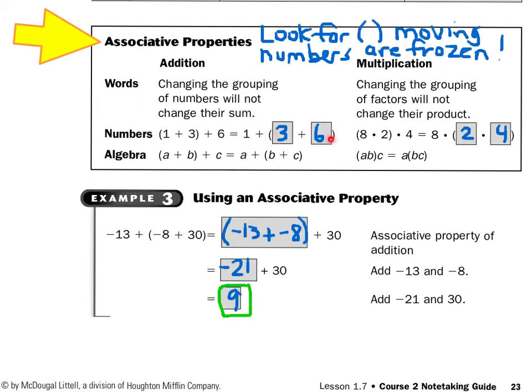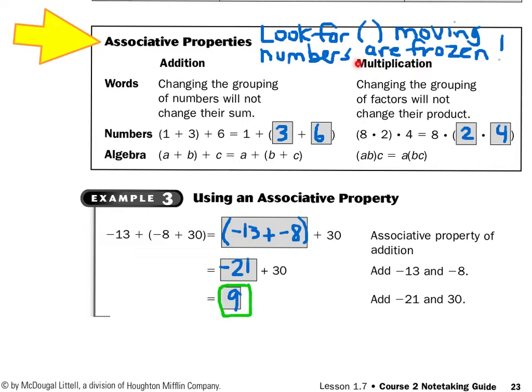The parentheses are now around the 3 and the 6, not the 1 and the 3. In algebra, we would have in parentheses A plus B plus C equals, and notice it's still A plus B plus C, but notice how the parentheses have moved. They were around the A and the B at first, and now they're around the B and the C.